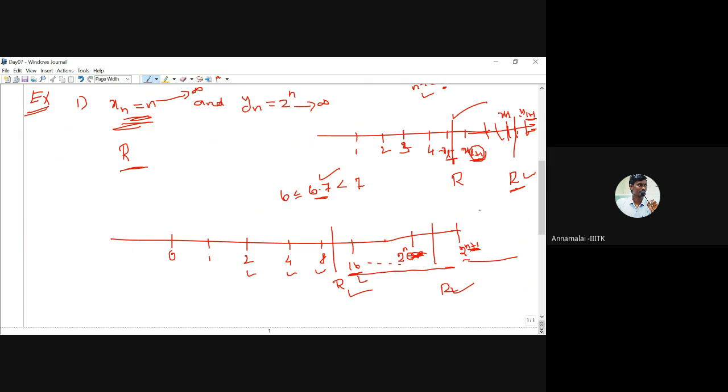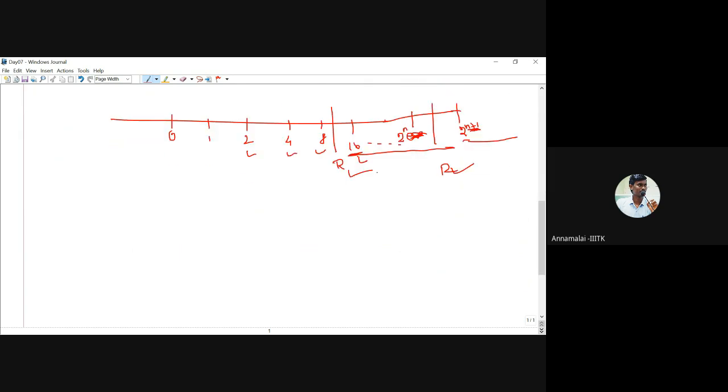Now I will ask one question. Suppose I give the sequence. Suppose if we take the terms, the odd terms of the sequence are 1, and then the even terms of the sequence are 2k. The same subscript. x2k is nothing but 2k. Now, does this converge or diverge to infinity?